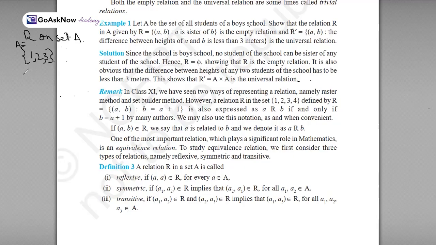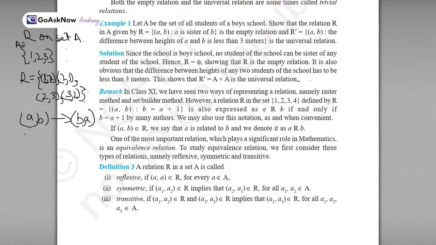If R is a relation on set A which contains (1, 2), then it must contain (2, 1) also. If I have (1, 2), then (2, 1) must be there. And if (2, 3) is there, then (3, 2) must also be there in the relation R. So this is the necessary condition for a symmetric relation: if (A, B) is in the relation R, then I should have (B, A) also in the relation. This is the condition for symmetricity.